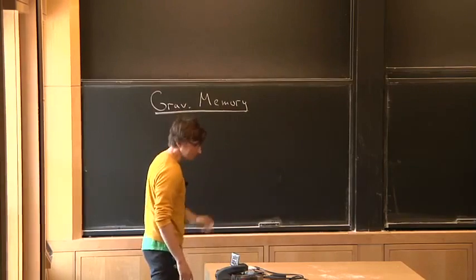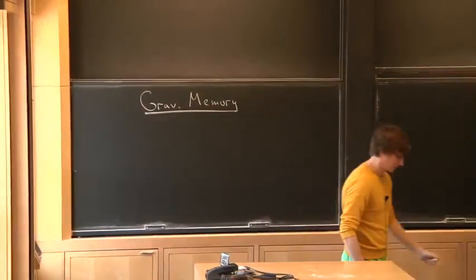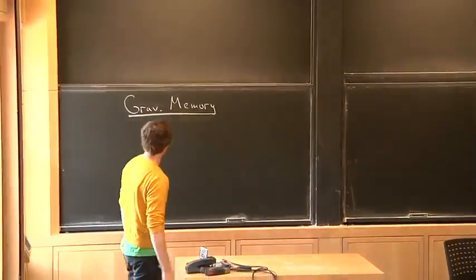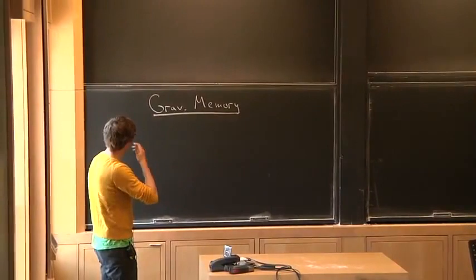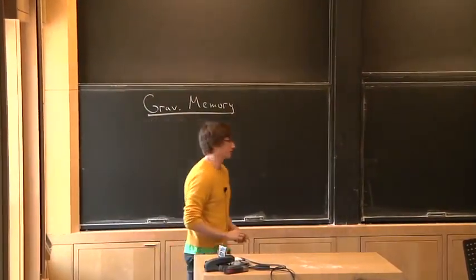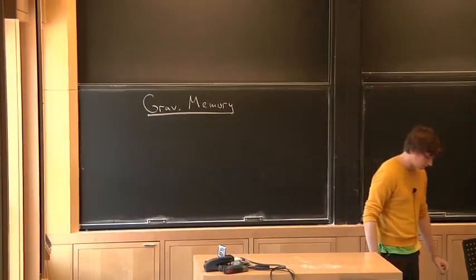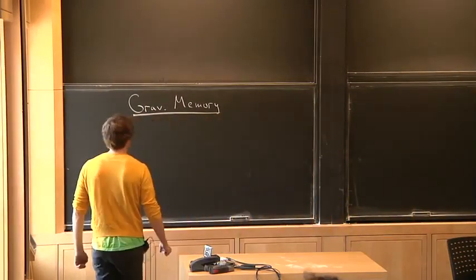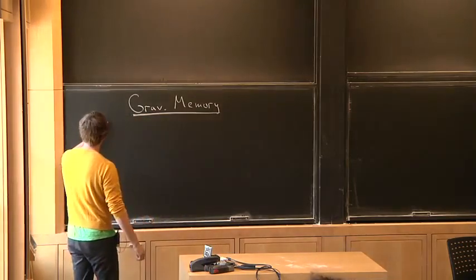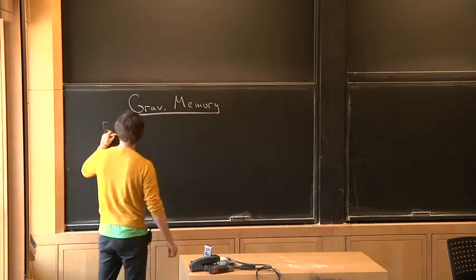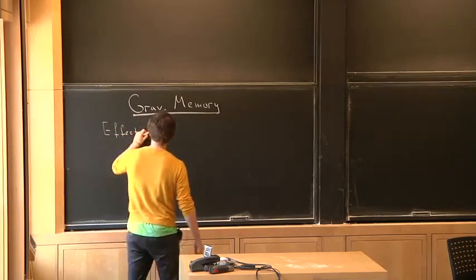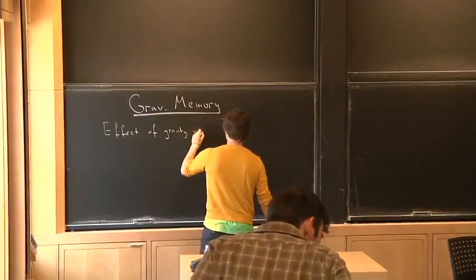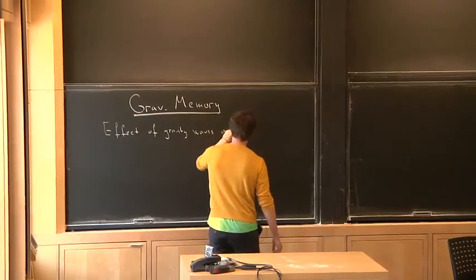And memory here refers to memory as we usually understand it, something that stays after things have passed or gone over. And gravitational stands for the fact that we'll be talking about the gravitational field. And in a nutshell, we will be talking about a certain effect of gravity waves on detectors.